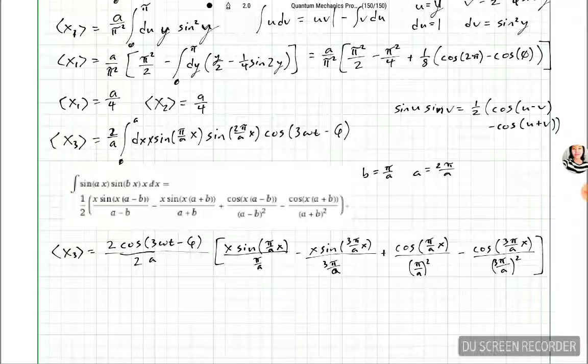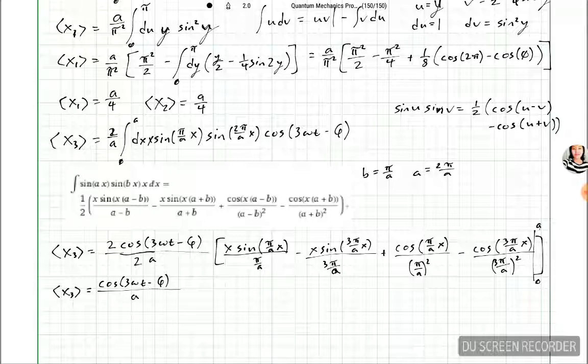Okay, now we can simplify that up. Oh, and then my limits, 0 to a. So what that means for my limits, I just get cosine 3 omega t minus phi. And then I can go ahead and cancel out this. Well, we'll just leave it for now. Let's say that's a. Okay.